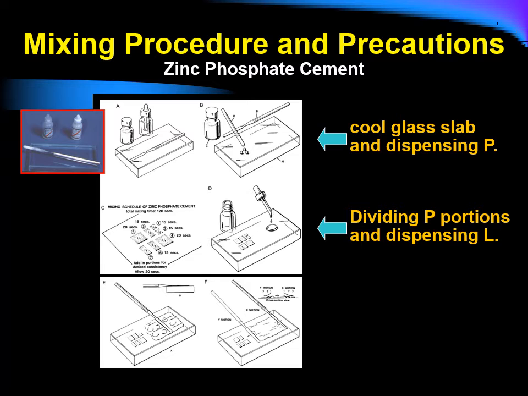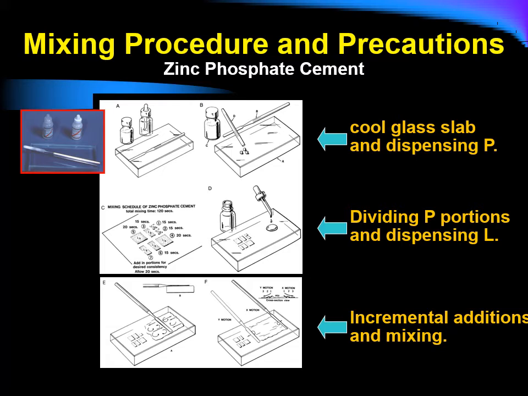Then we begin mixing by taking a very small increment of the powder and adding it to all the liquid, mixing it over a very large area of the glass slab in a rotatory movement in one direction. Why do we take a very small portion and mix it with all the liquid?